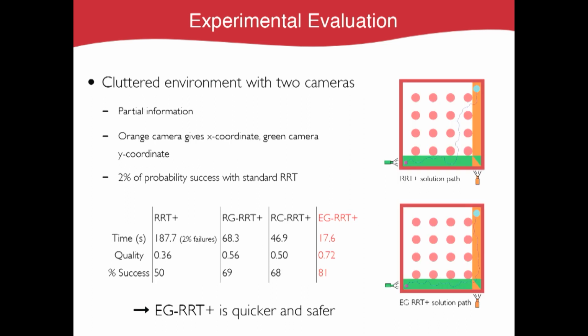We experimented finally in a clutter environment with 2 cameras. So here you have partial information about the environment, with the orange camera giving partial information about the x coordinate, and the green camera partial information about the y coordinate. So here again with standard RRT you've got 2% probability of success, but with EG-RRT you have up to 81% of success. So again, EG-RRT provides solution paths faster and with a higher probability of success.